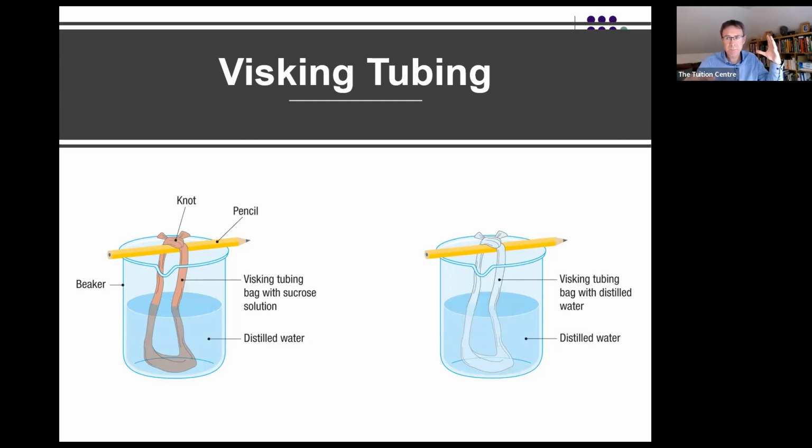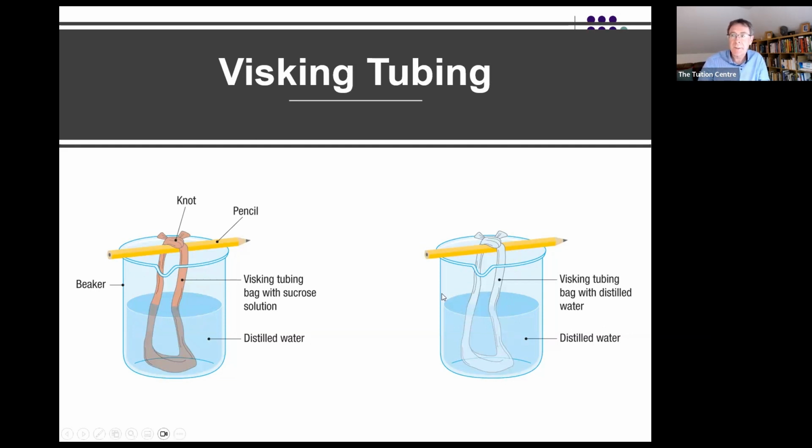So in this situation, on the left-hand side, you've got your test setup, your experimental setup, which is visking tubing, which has got sucrose solution in it. And if you put that into distilled water, what happens is the water will diffuse into this visking tubing in order to dilute the sucrose solution, because there's a higher water concentration outside the tubing than there is inside. So water moves into it across the selectively permeable membrane that is the visking tubing.